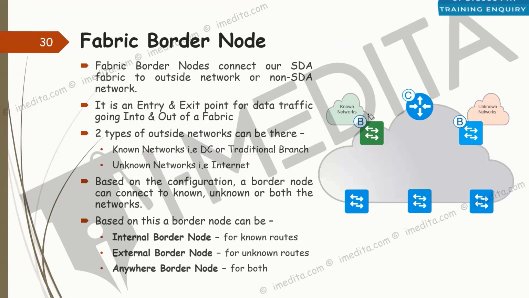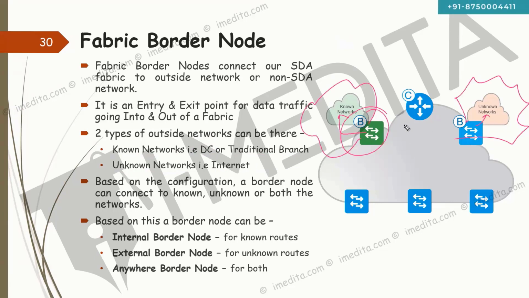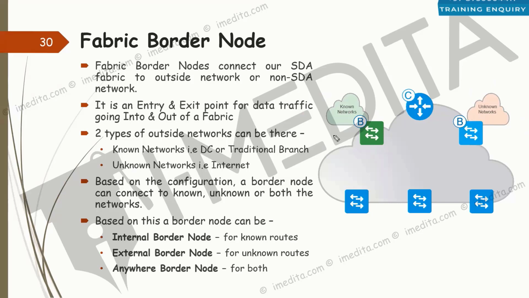Now, how are we going to connect to these known and unknown destinations outside our SDA? How have we configured our border node to connect to these external known and unknown destinations? Based on that, this device can connect to only known destinations, unknown destinations, or both. Reachability and everything is completely on us. How have you made the reachability?